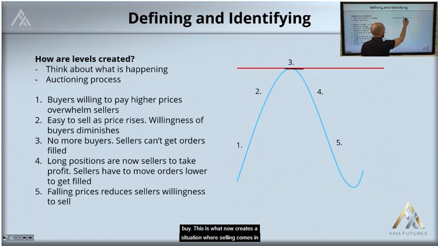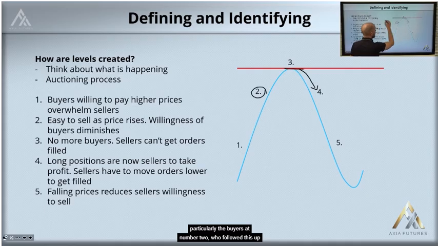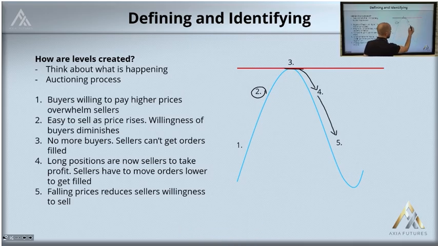And this is what now creates a situation where selling comes in, as you've got people selling because they think this is a good price to sell at. You've also got buyers who have been buying it up here, and particularly the buyers at number 2, who have followed this up as the move's gone on, become the last people in the auction. As this has now happened, they're trapped. They now also become sellers, and this is what perpetuates the move to the downside.